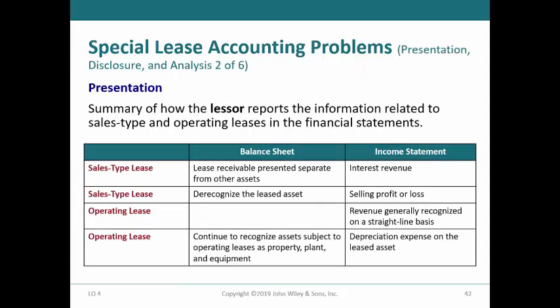This slide shows the presentation for the lessor for a sales type and operating lease. For the balance sheet, the lessor will remove the leased asset and set up a lease receivable. For an operating lease, they will just continue to report the leased asset on their balance sheet. For a sales type lease, the lessor will report the selling profit or loss as well as the interest revenue on the income statement. For an operating lease, they will report the lease revenue normally on a straight line basis and depreciate the leased asset as they normally would.